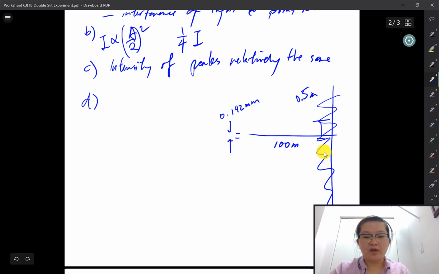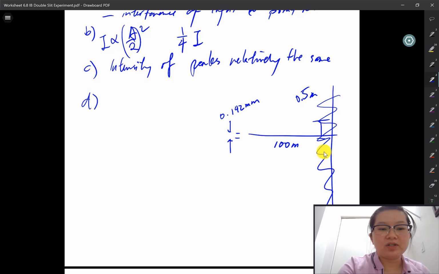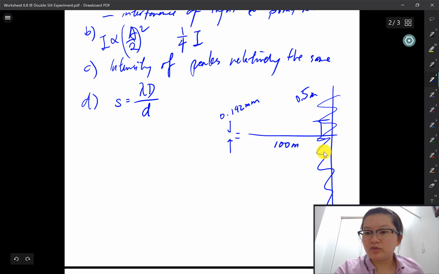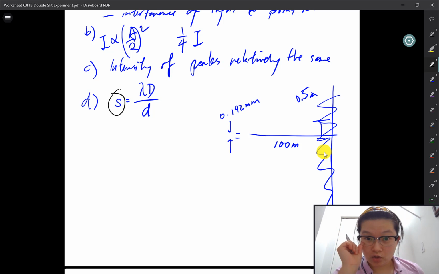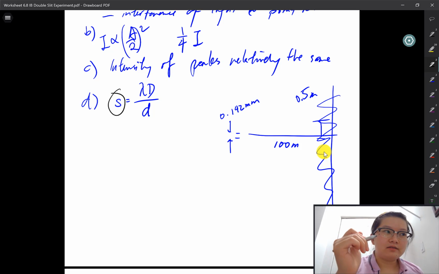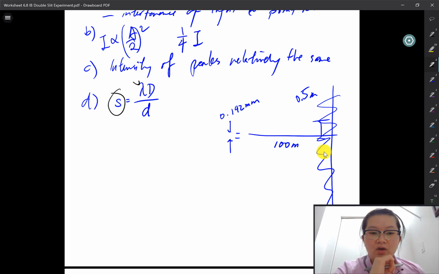Then we use this equation that you've learned, hopefully, which is s equals lambda big D over small d. So what do all of these represent? s is the separation of two successive peaks, or two successive troughs, or the minimas. It's the distance between two, because the path difference is a whole wavelength, which is represented by lambda, the wavelength. What we want to find in question D is the wavelength of light used, which should be roughly in the red light region.